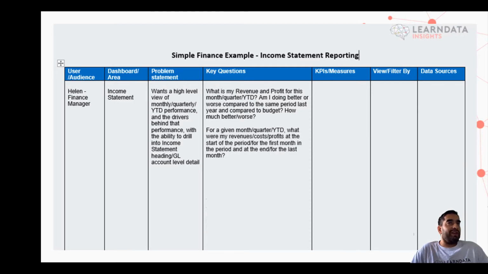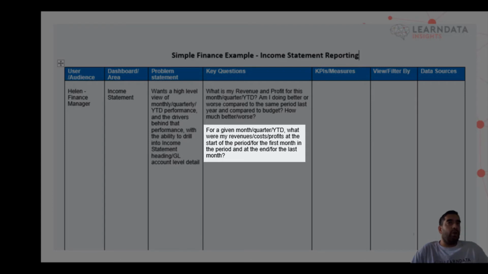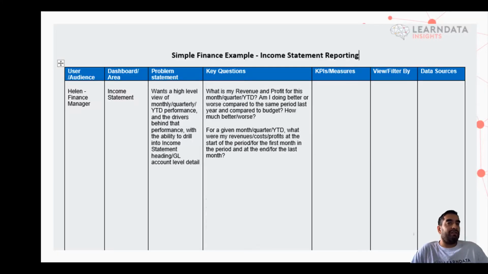And then for a given month or a given quarter or year to date, what were they at the start of that period or for the last month? And then what are they now at the end of this period or for the current month? And what does that look like in terms of that movement? So again, it's comparison. It's for you to be able to look at things, and this is particularly useful for balances, but also for numbers like monthly snapshot numbers like profit and revenue as well.